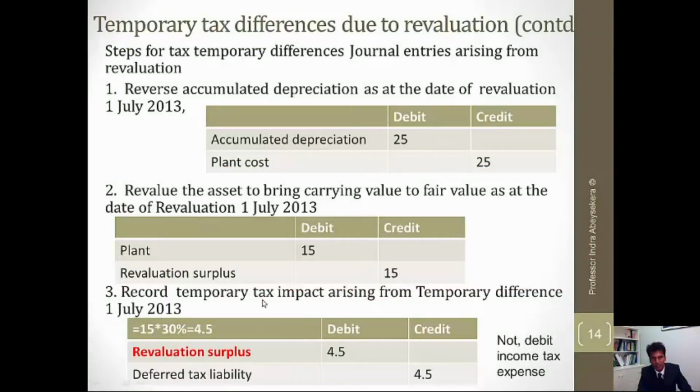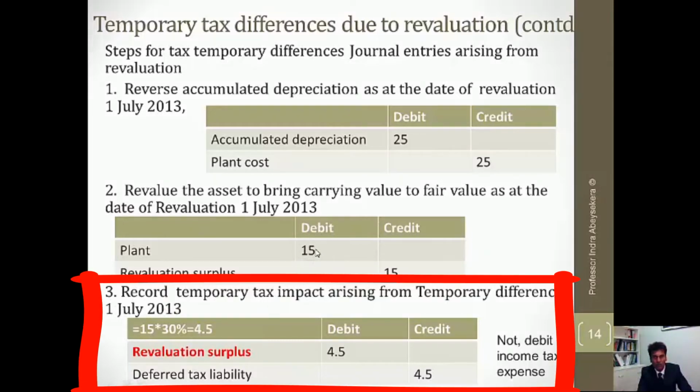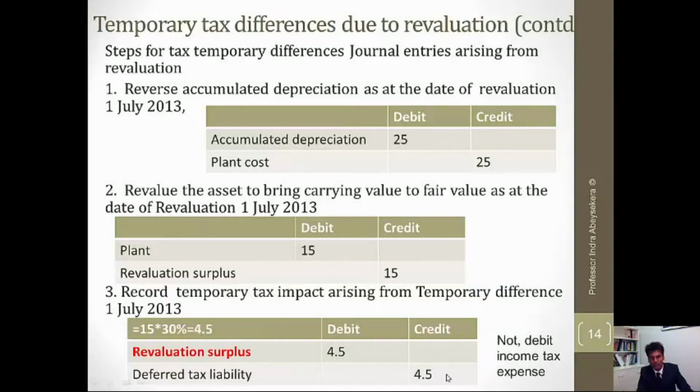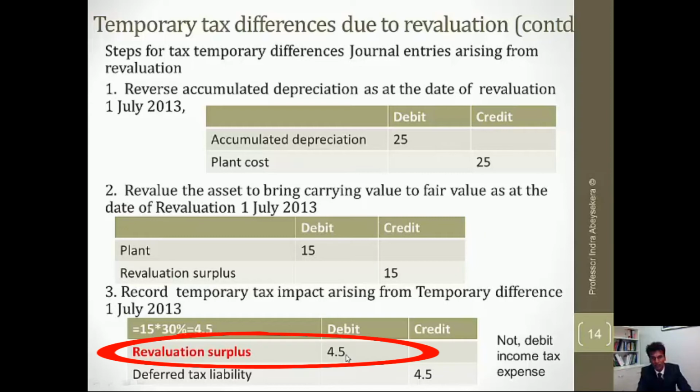Third, record the tax impact. So the carrying value is more, the company is richer, it's a taxable temporary difference, and 30% of that is deferred tax liability. Credit deferred tax liability, and debit revaluation surplus, not income tax expense.